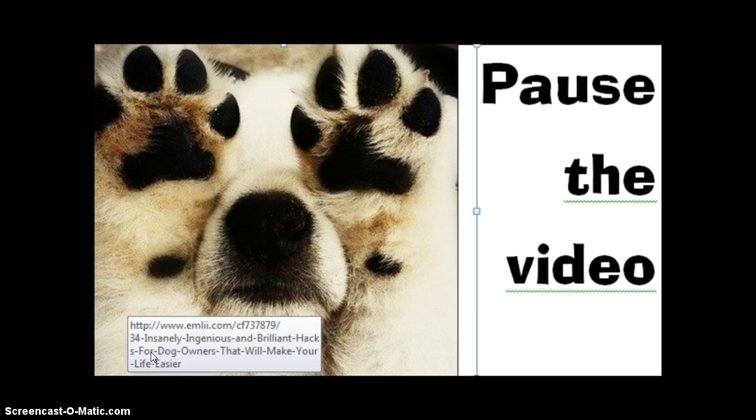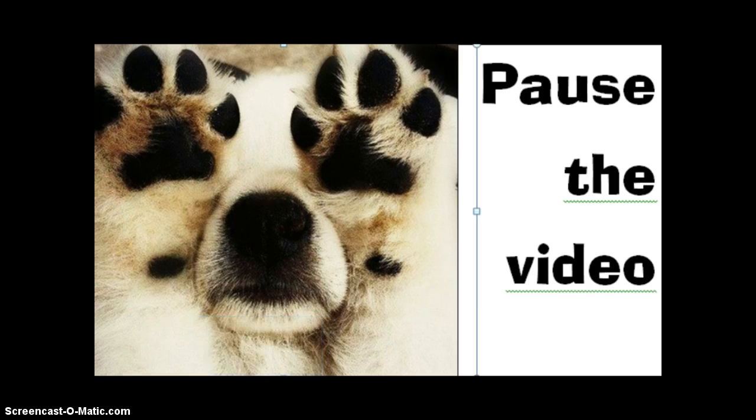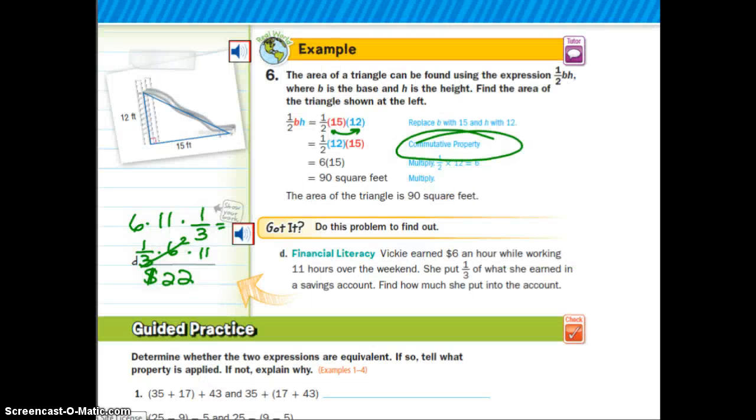Pause the video. Okay, so I have 6 times 11 times 1/3, and it's easier to divide things by 3 early on just to get rid of the fraction. So I switched and brought the 1/3 to the front, because I know I can do 1/3 of 6. Now if 11 was next, then that would be more difficult. I'd have to switch those. But 1/3 of 6 is 2, and then 2 times 11 is 22. So again, switching the order helps me to do the math easier.